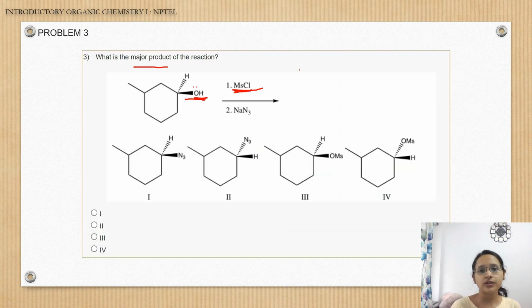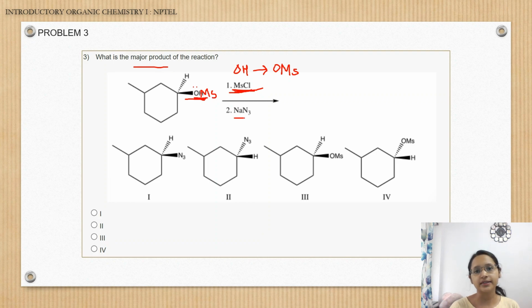So in the first reaction, what is happening? OH is getting converted into OMS. Is it clear, the mechanism of the first step, how it is going? Okay. Then if it is clear, in the first step you will have a substituted alcohol.